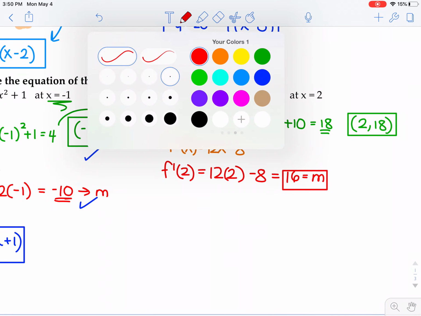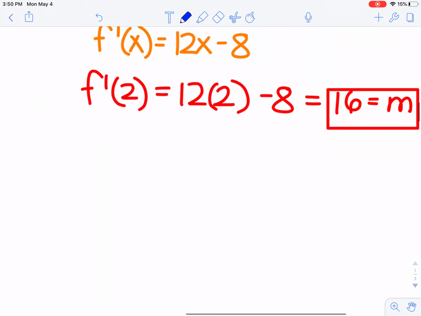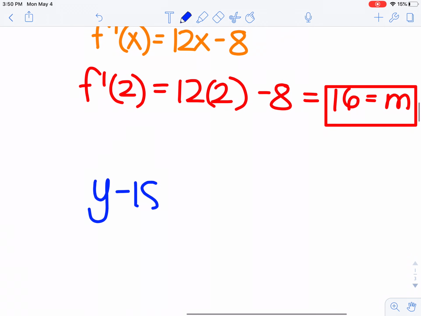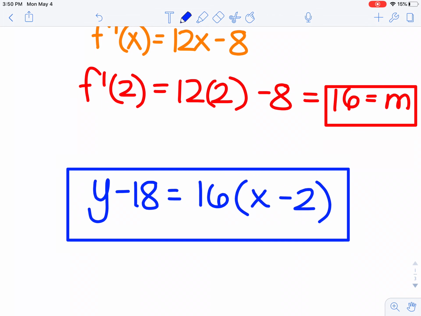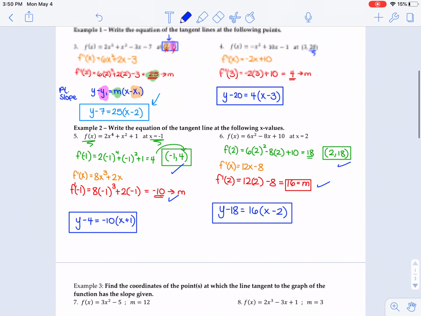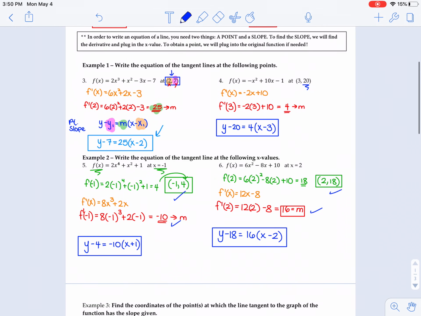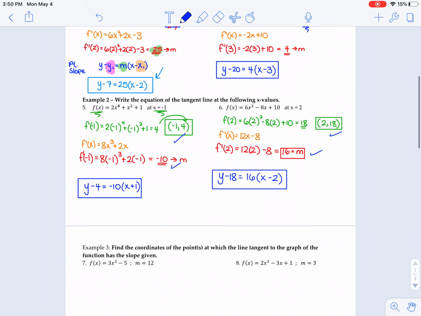Now I've got the two things I need. I've got a point, I've got a slope. Let's do it. Y minus 18 equals the slope, 16, parentheses, x minus my x value, which is 2. Ta-da! Gorgeous. All right, last type of problem.